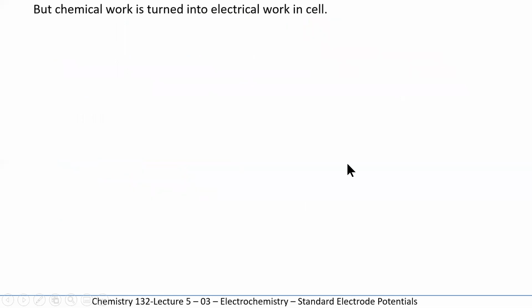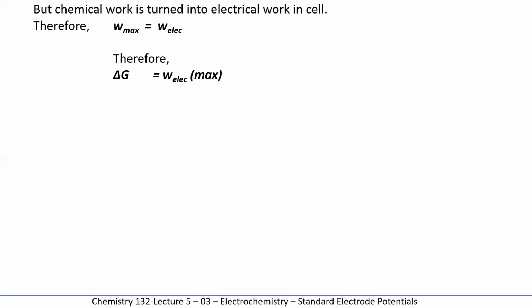But the chemical work is turned into electrical work in the cell. So the maximum amount of work is the maximum amount of work that has been driven by that electrochemical cell. Therefore, delta G is equal to the work done by the electrical cell. So we can calculate it by the charge, minus Q times the voltage, delta E. Remember, charge can also be calculated by the current multiplied by the time.